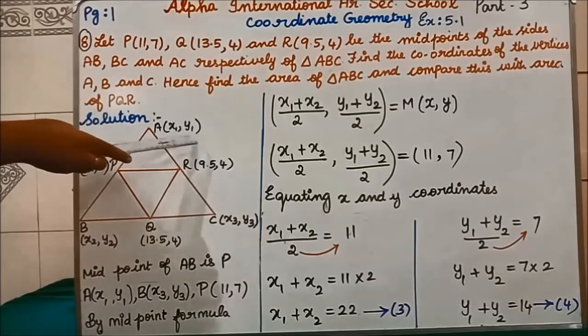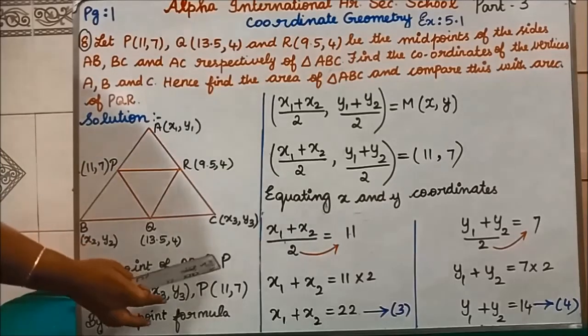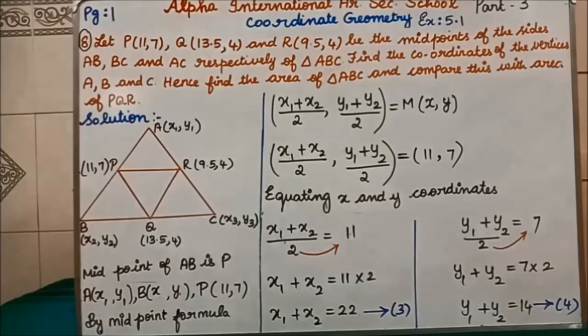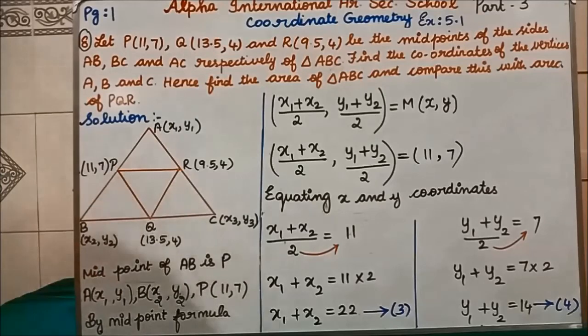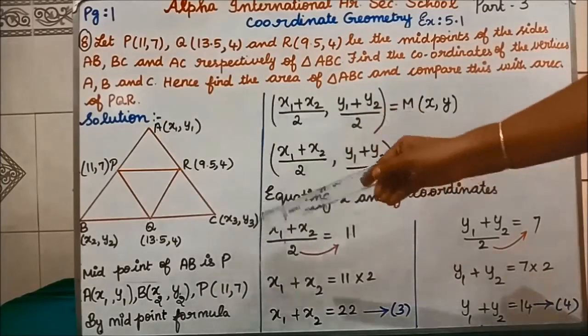A vertex is what? (x1, y1). B vertex is what? (x2, y2). Here, sorry, I have written x3. It is x2, y2; I will change it now. See students, I have changed it here to x2, y2, and the P point is (11, 7). By the midpoint formula, what is the midpoint formula? M(x, y) equals ((x1 plus x2) by 2, (y1 plus y2) by 2). Clear?